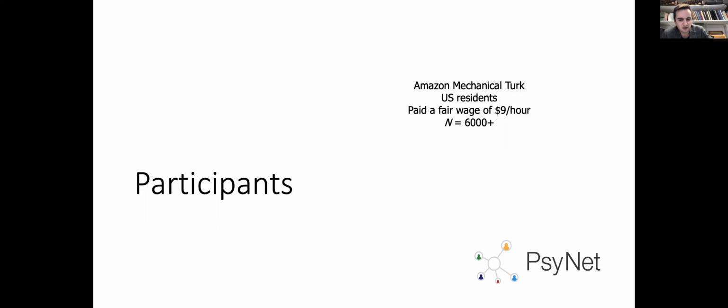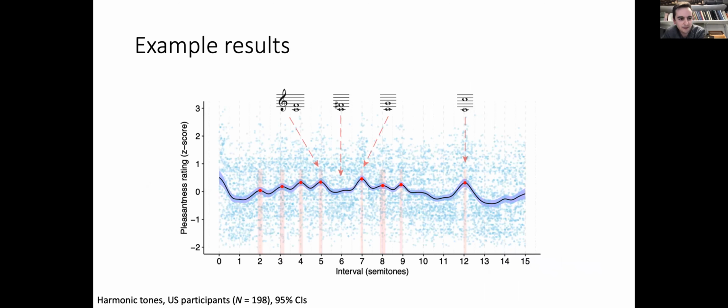And we use a special in-house platform called Cynet that we've been developing to automate data collection. And Cynet enables us to recruit many thousands of participants spread over many different experiments. And these are the kinds of results that we end up getting for these experiments. So what I've done here is I've collected pleasantness judgments for dyads, and dyads are chords containing just 2 notes. And these are dyads made from harmonic tones, so tones where all the partials are integer multiples of a common fundamental frequency.